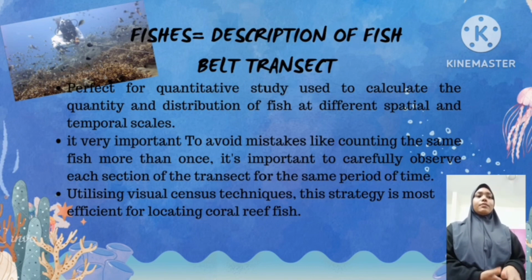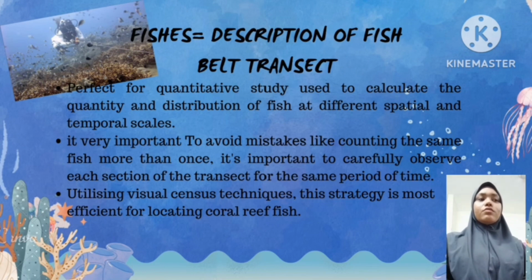Description of the fish belt transect. It is a quantitative study used to calculate the quantity and distribution of fish at different spatial and temporal scales. It is very important to avoid a mistake like counting the same fish more than once. It's important to carefully observe each section of the transect for the same period of time.